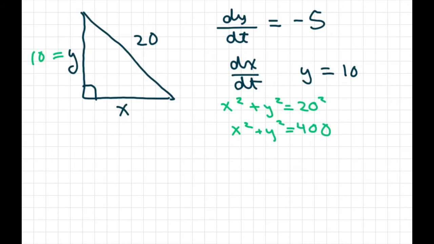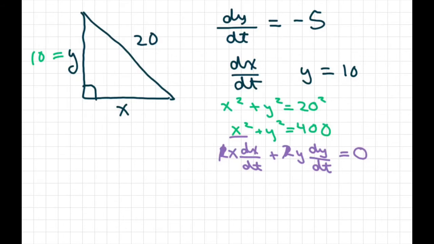Now, let's take the derivative with respect to t. So if you take the derivative of x squared, that's going to be 2x, the derivative of x with respect to our time, plus 2y with the derivative of y with respect to our time, and the derivative of 400 is just 0. You can also divide everything by 2, and that gets rid of the 2. So I'm just going to cross out the 2.